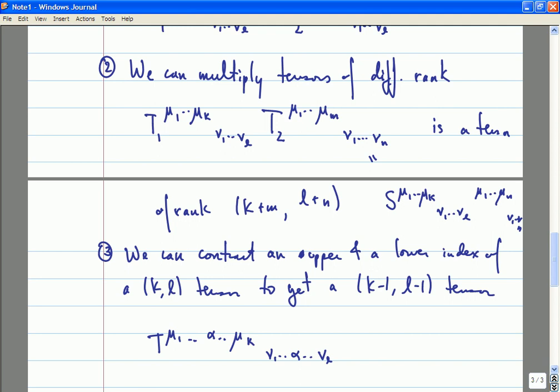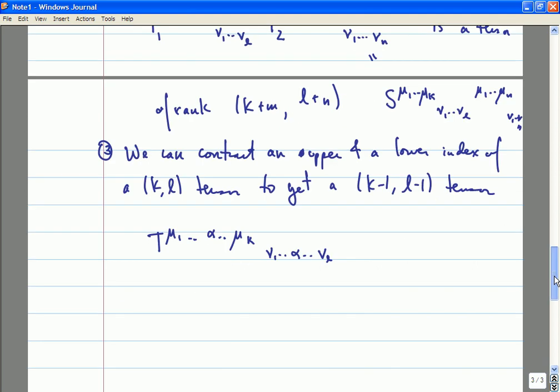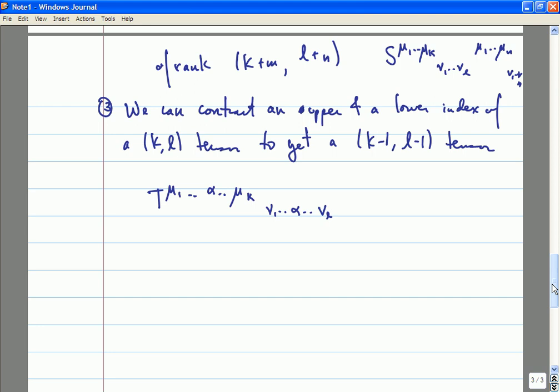Okay, what other operations could we imagine doing on tensors? So far I've told you about operations that you're already familiar with. There are some other operations that you can imagine, but probably are not quite so familiar with. So we can also symmetrize and anti-symmetrize the indices.